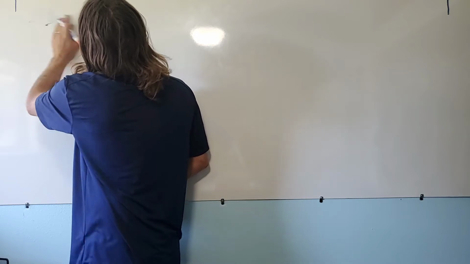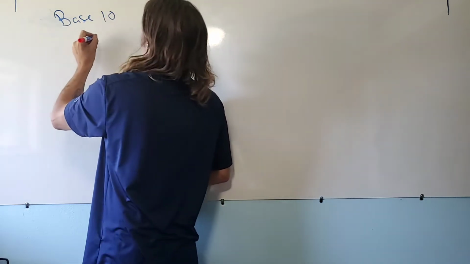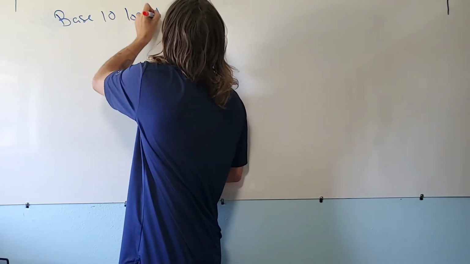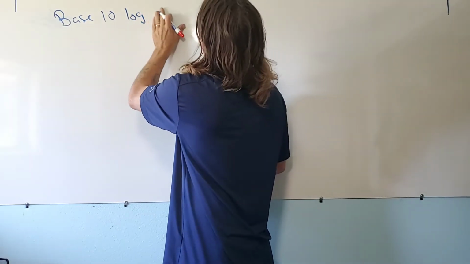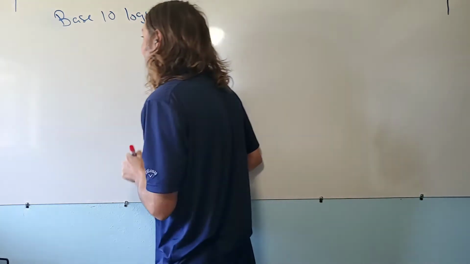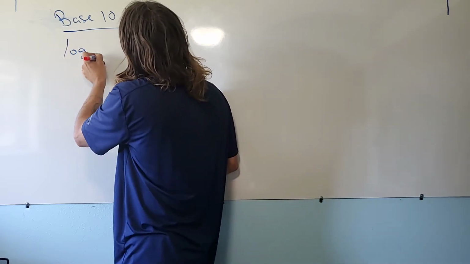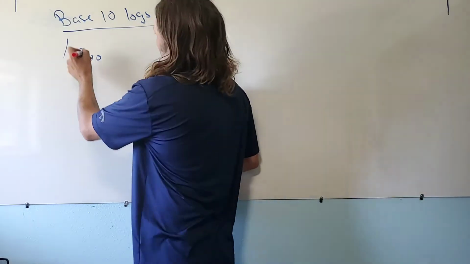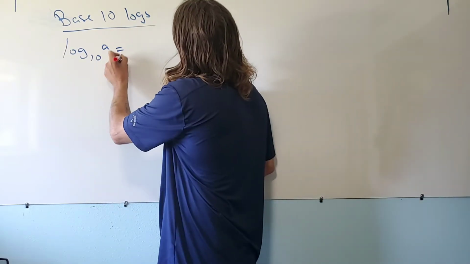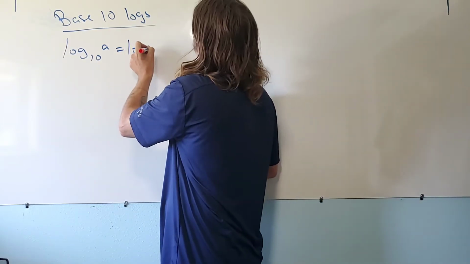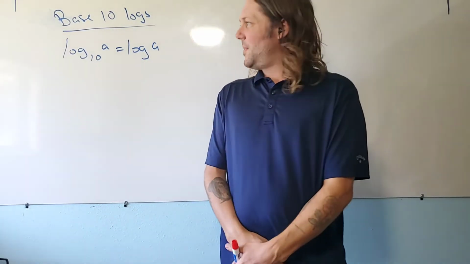Let's add something to our cheat sheet. Base 10 logs. If I was to say log base 10 of A, that's the same thing as saying just log of A. So if there's no base number here, it's implied that there's a 10. That's one of the new things.